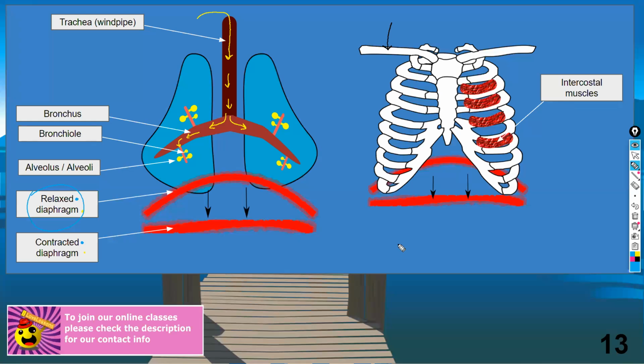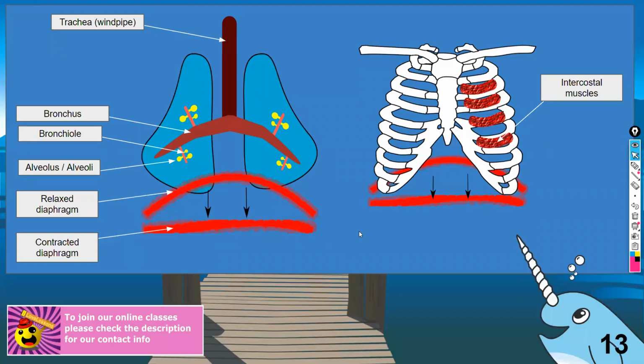I'm going to give everyone 5 minutes to draw both diagrams, label them to the best of your ability, and let me know when you are finished. Right, so let's move on.